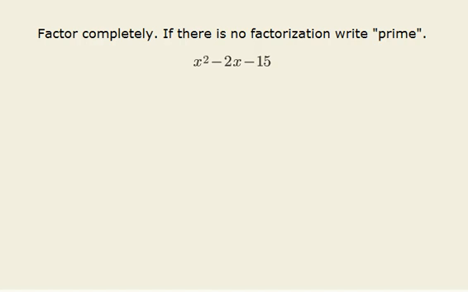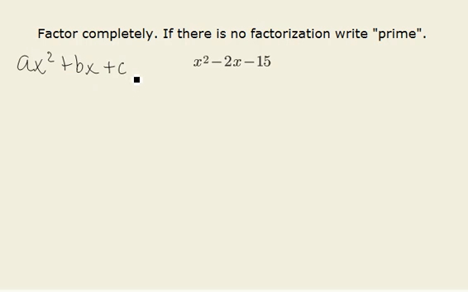Factor completely. If there is no factorization, write prime. We are given the quadratic x squared minus 2x minus 15. If you recall, quadratics are of the form ax squared plus bx plus c.